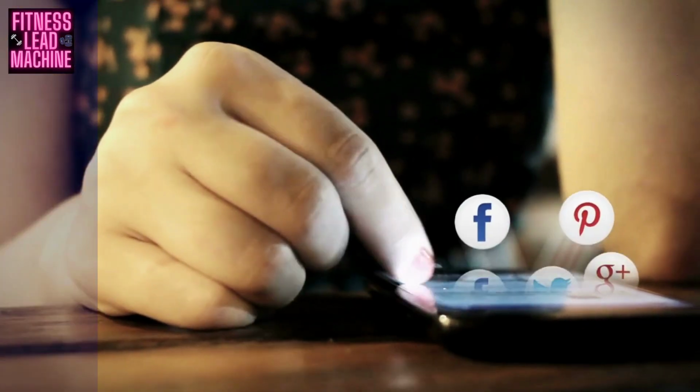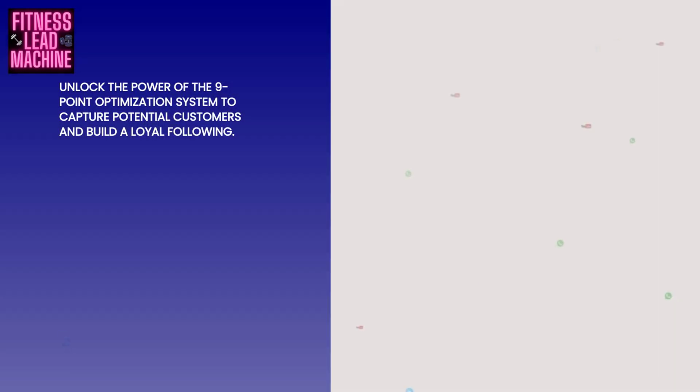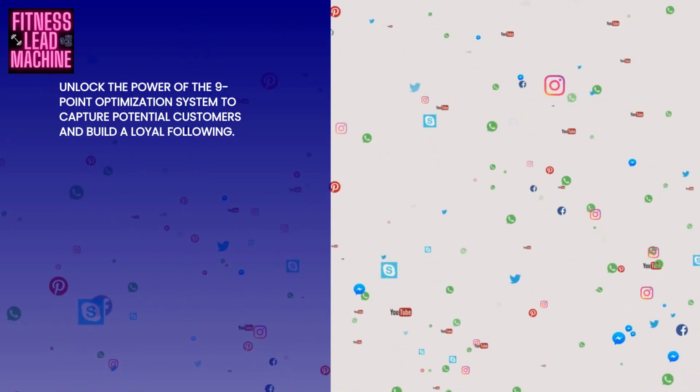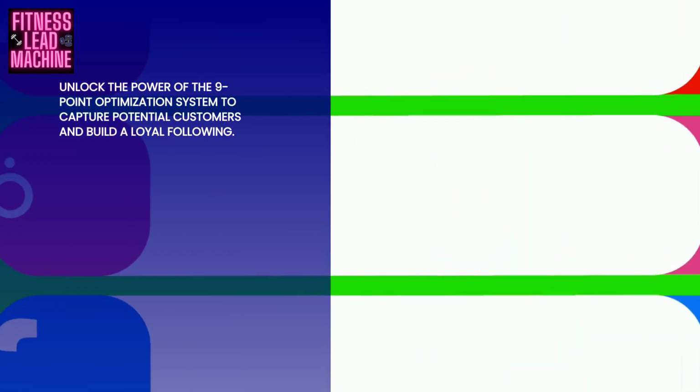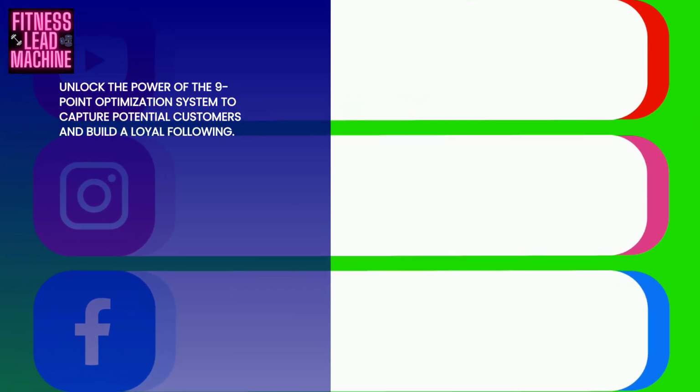One of the key features of the Fitness Lead Machine System is its 9-point optimization system. This system will help you transform your social media profiles into lead traps that capture the attention of potential customers. With just a few tweaks, you'll be able to attract your ideal clients and turn them into loyal followers.